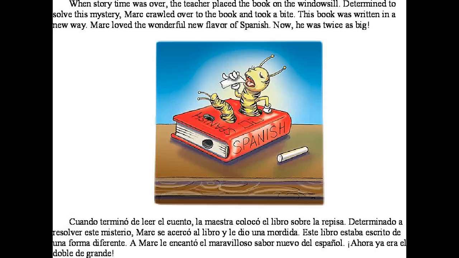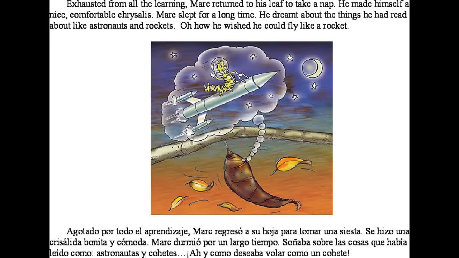This book was written in a new way. Marc loved the wonderful new flavor of Spanish. Now he was twice as big. He was very exhausted from all the learning. Marc returned to his leaf to take a nap. He made himself a nice, comfortable chrysalis. Marc slept for a long time. He dreamt about the things he had read about, like astronauts and rockets.